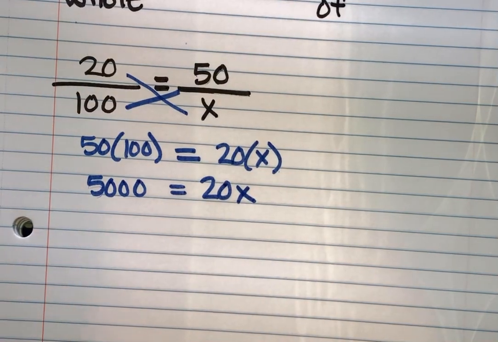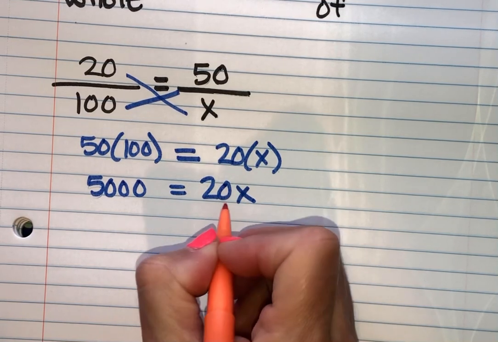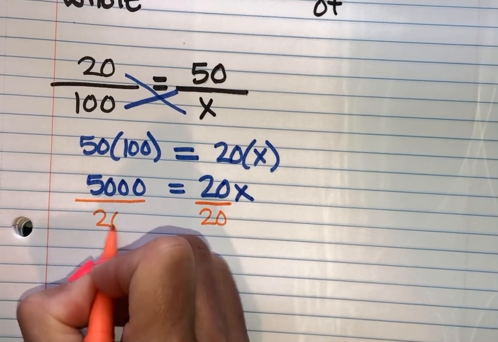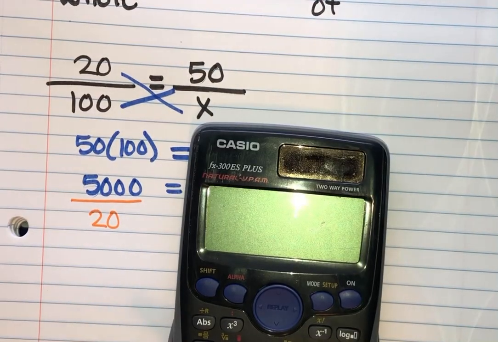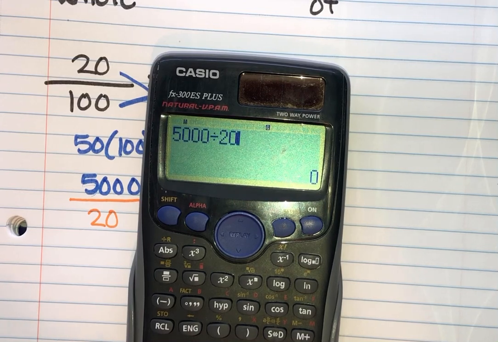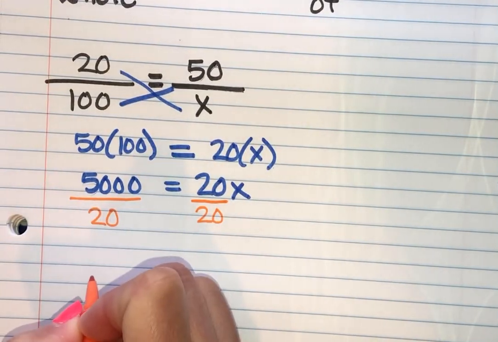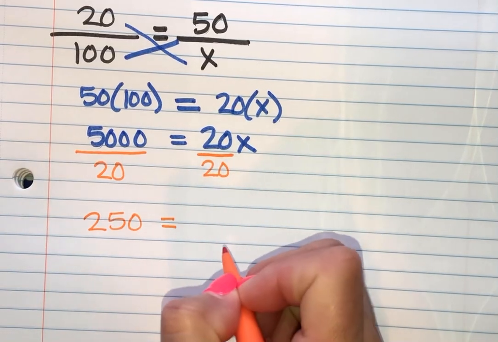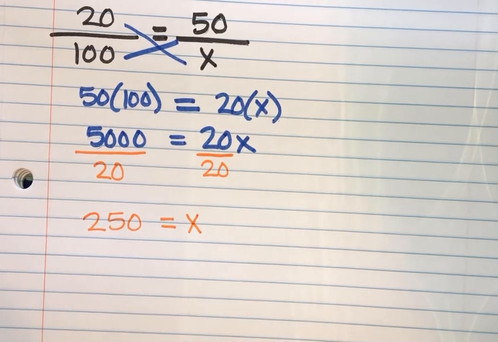So again, this is your coefficient, this is your variable. This is multiplying. How do we undo multiplication? We need to divide. We're going to divide by the coefficient, which is 20. You need to do that on both sides. So 5,000 divided by 20 gives us 250. So this right here is going to equal 250. And then 20 divided by 20 we know is just 1. And we don't write 1x, we just write x. Okay, so we're saying x equals 250.